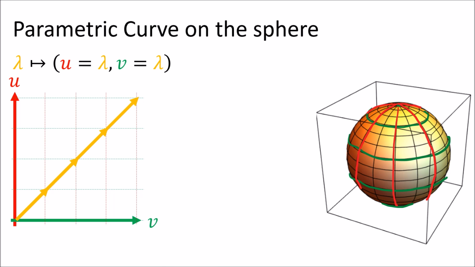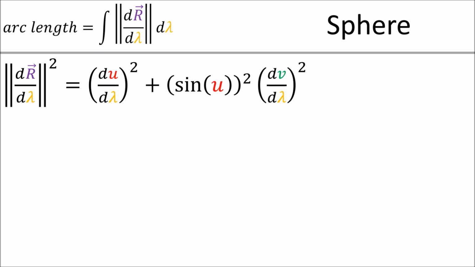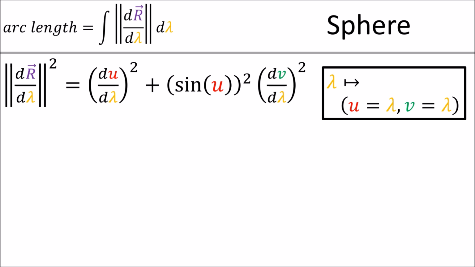So let's once again compute the length of this diagonal path given by u equals lambda and v equals lambda. And remember, this actually represents a path on the sphere that looks like this. So we have this equation that we derived for the squared magnitude of the curved tangent vector using the metric tensor components. And this is the path we care about. So in this case, du by d lambda and dv by d lambda are extremely easy. We just get 1 and 1.